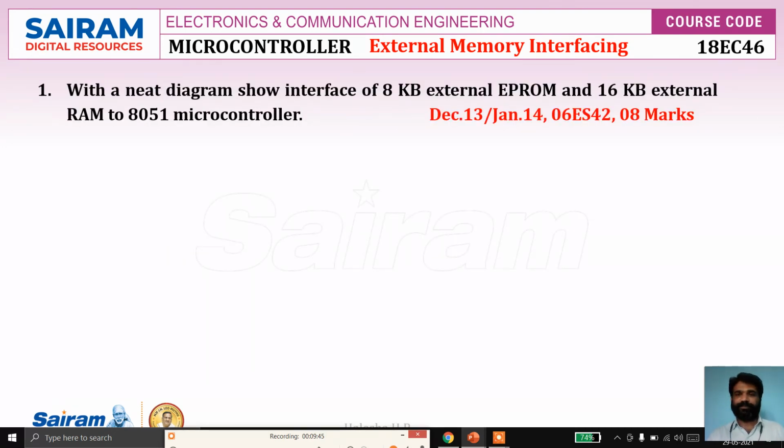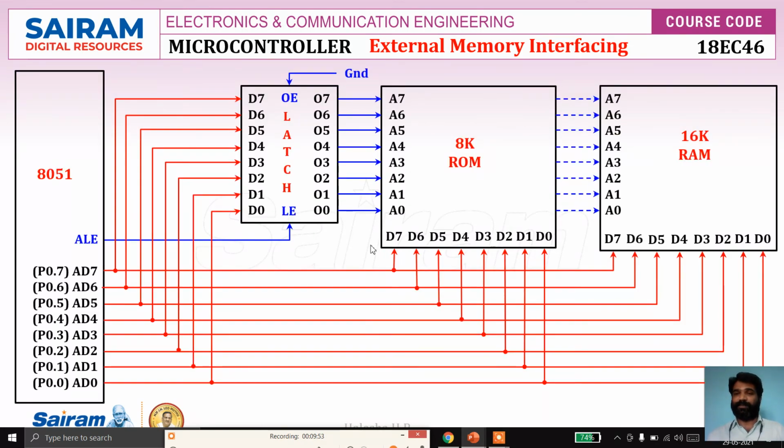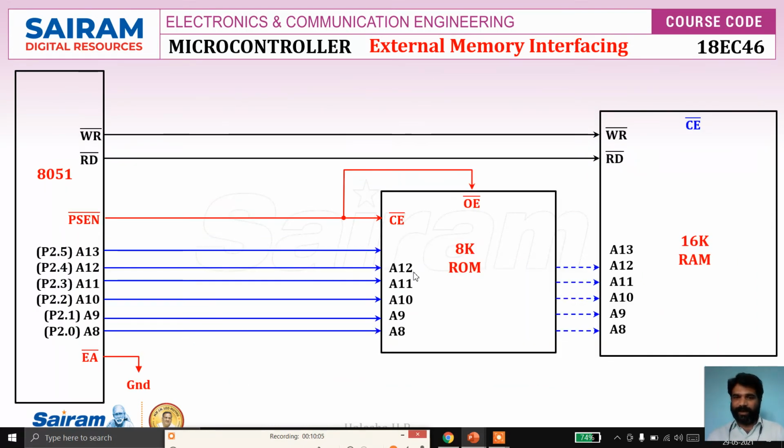And see this question, it is asked to connect both 8K external ROM and 16K RAM. 8K ROM, 16K RAM. So the first part of the connection is the same. And coming to the second part, since it is 8K, up to 12 address lines, A8 to A12 are connected to A8 to A12 of the microcontroller. But for 16K RAM, we need one more additional address line, so that is connected here. The remaining connection is as it is here.